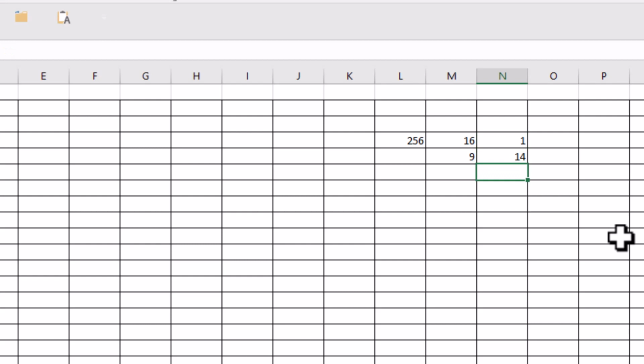Well, 1 times 14 is 14, and 9 times 16 is, well, let me just use the spreadsheet to do the calculation for me. So equals 9 times 16. So I get 144. Add these two together and I'll get my decimal equivalent of the hexadecimal number. So equals 144 plus 14. So now my decimal number is 158 and I have to convert that to binary.